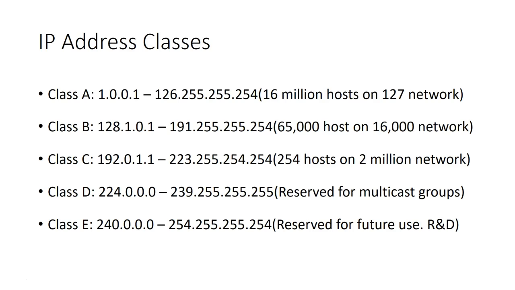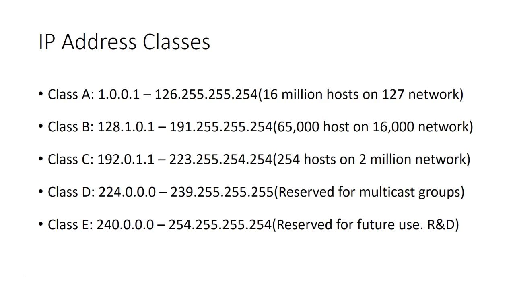There are different classes of IP addresses. There's Class A, Class B, Class C, Class D, and Class E. Class A addresses, as you can see on the presentation, I won't read out the numbers, but you can have 16 million hosts on 127 networks. Class B network, you can have 65,000 hosts on 16,000 different networks. Class C addresses, you can have 254 hosts on up to 2 million networks.